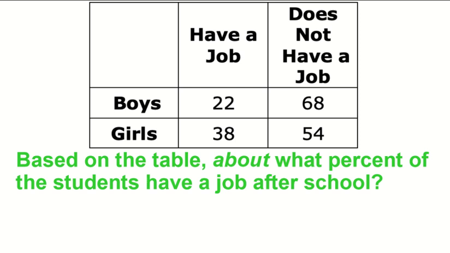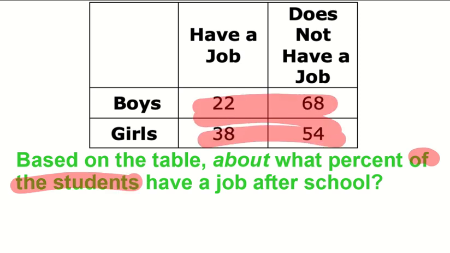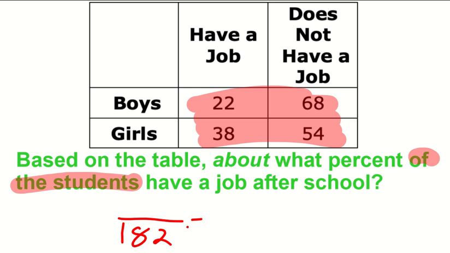All right, Jade, what you got? Yeah, we got about 33% here. All right, so of what? Of students. So since it says of the students, we're talking about everybody. So when you add those up, that gave you 182. So that's going to be my bottom number. We're going to have our blank over 100 because we're trying to find the percent.